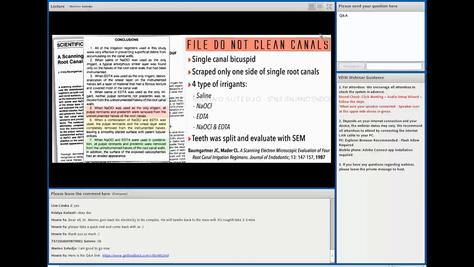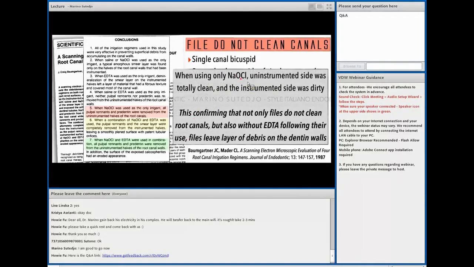Interestingly, in the conclusions of this research, if you use only sodium hypochlorite as the irrigant, the pulp remnants and the predentin were removed from the uninstrumented part. The instrumented part of the canal, scraped with our instruments, in fact was not cleaned. The debris is still there, the dentin and predentin are still there. So if we use only sodium hypochlorite, this confirms that files do not clean the canals, because on the site touched by the instruments, even with sodium hypochlorite, the debris is still there and cannot be cleaned.